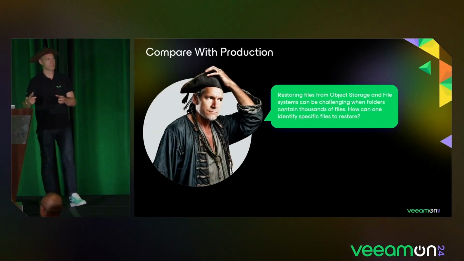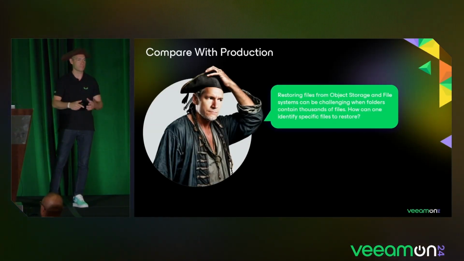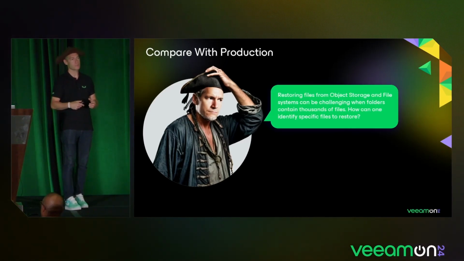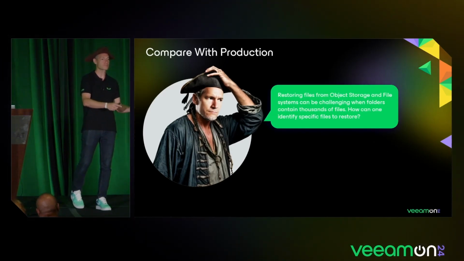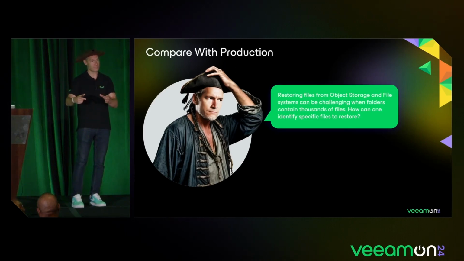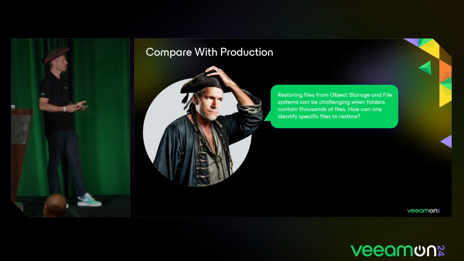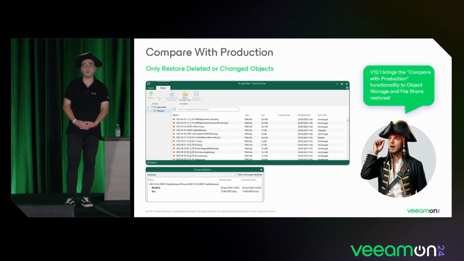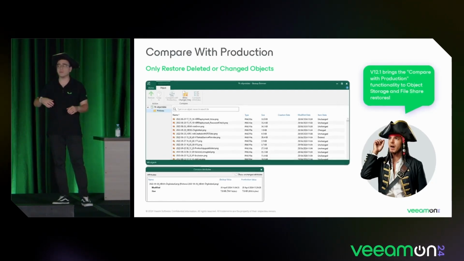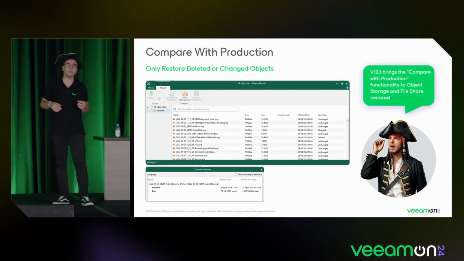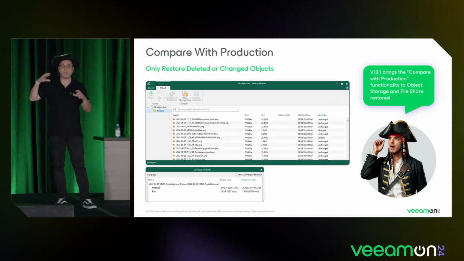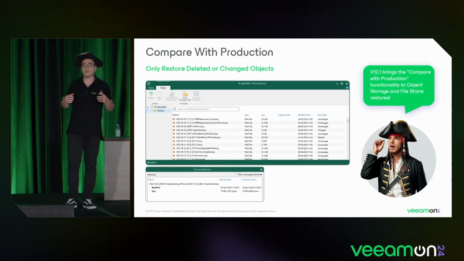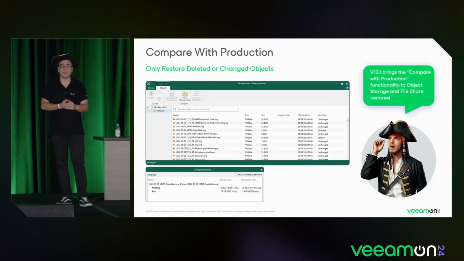When we protect object storage, we are talking about a large number of files, maybe thousands, hundreds of thousands of files. And it's really hard to identify what is the scope that I want to restore, what has changed. Is there a possibility to compare my backup data with the production to see what has changed? In version 12.0, we introduced the capability for guest OS file level restore, where when you open the restore, you could compare your backup state with the production state. And this capability we have now migrated also to NAS and object storage backups.